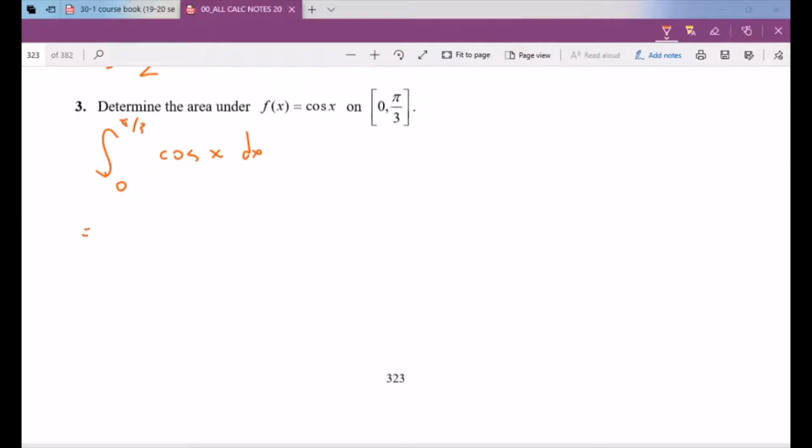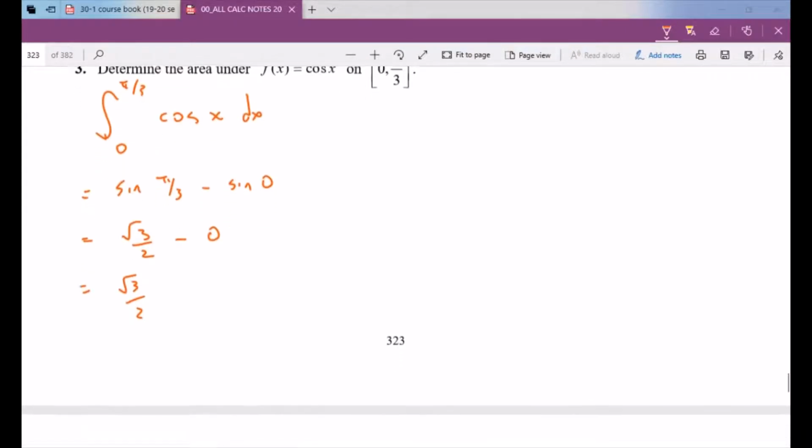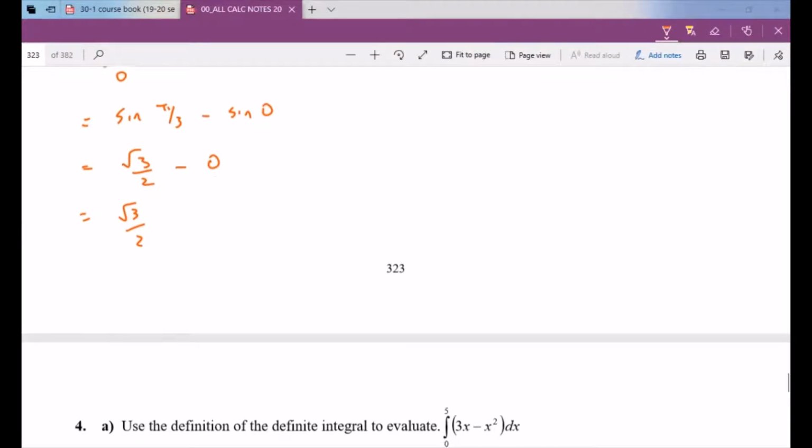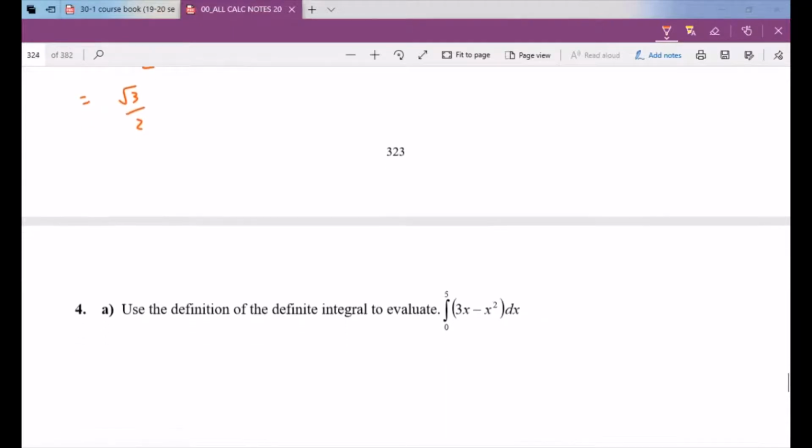So the antiderivative of cos is just sine. So this ends up being sine of pi thirds minus sine 0. Sine of pi thirds is root 3 over 2. Sine of 0 is 0. And that's it. So it ends up being pretty slick. Yes, there's some complications and some little things that we'll have to watch out for.